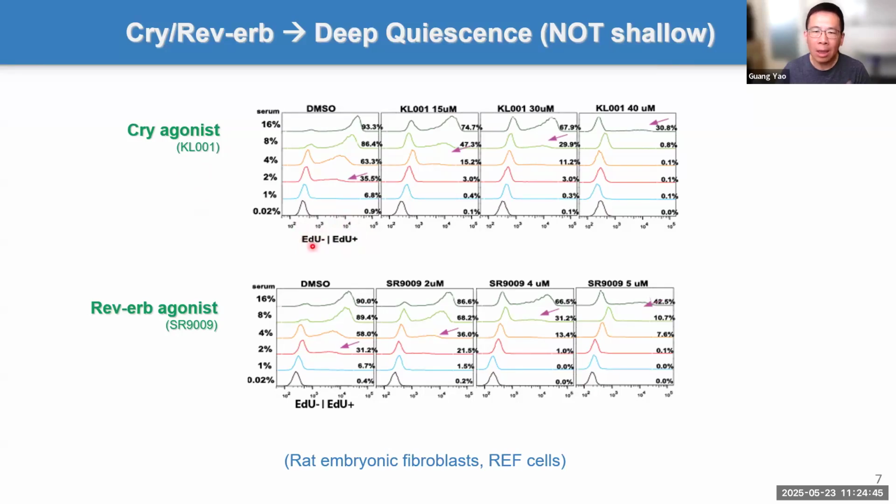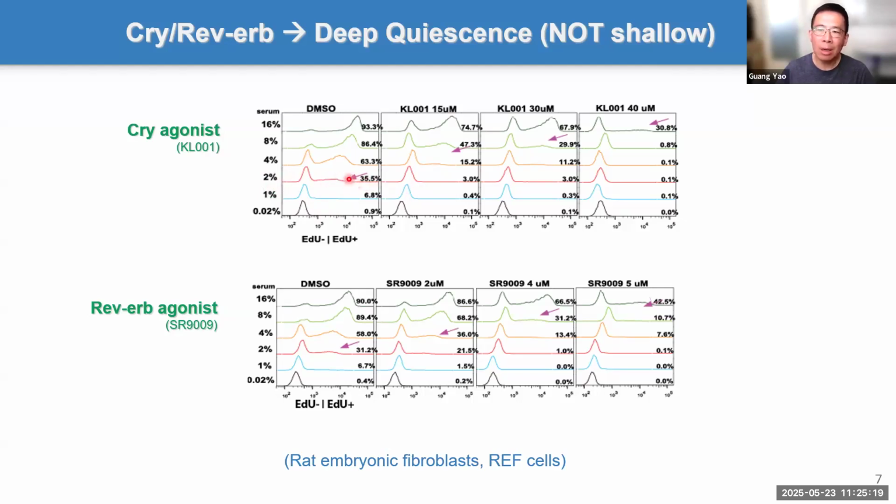EdU is a thymidine homolog, an analog that can get incorporated into the genome. EdU negative means the cells are quiescent; there's no DNA replication. EdU positive means cells have gone back into the cell cycle, into S phase at least, so you have EdU incorporation. Without either drug, in the DMSO control, for example at 2% serum, waiting for a day, you can see 35% of cells go into the cell cycle with 2%.